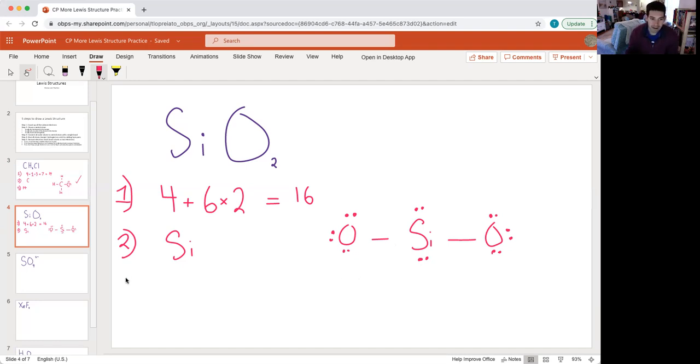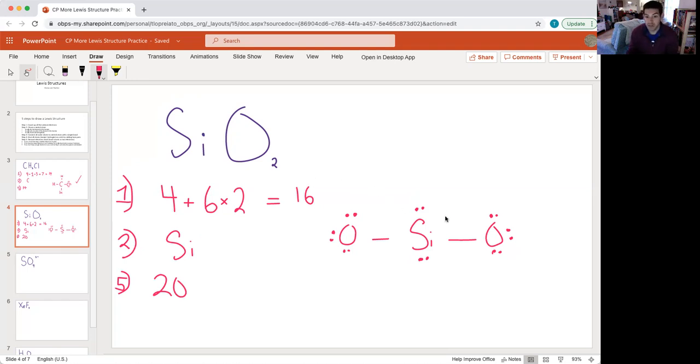Step 5. All right, let's do the recount. So 1, 2, 3, 4, 5, 6, 7, 8, 9, 10, 11, 12, 13, 14, 15, 16, 17, 18, 19, 20. There are 20 valence electrons in step 5. So we have too many. We have 4 too many.